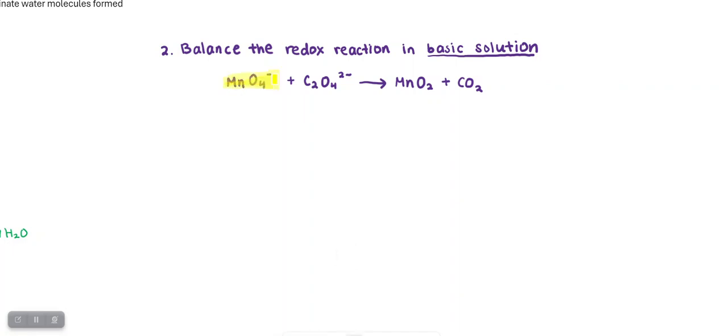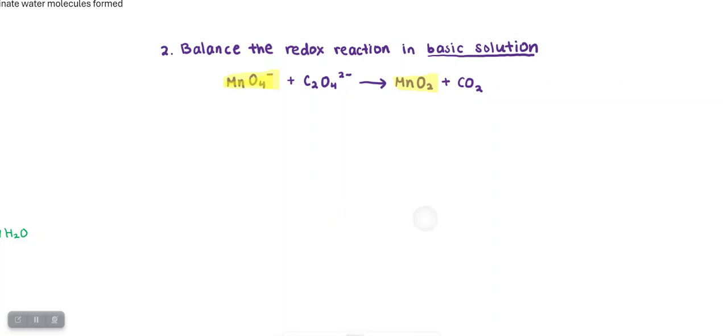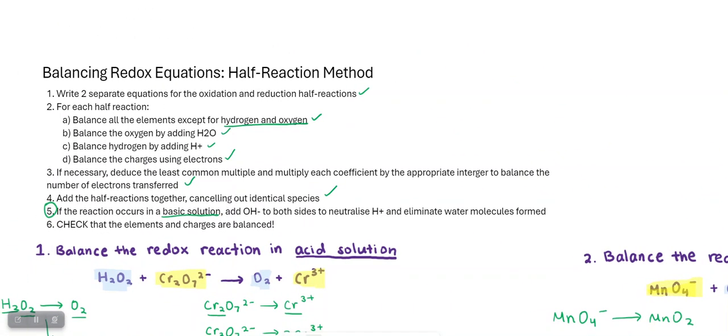So it's going to be this manganese 4 oxide, and then the manganese oxide here. And then our second half reaction is going to be this, and then CO2. So let's write them out. Okay, so part 1 is done.